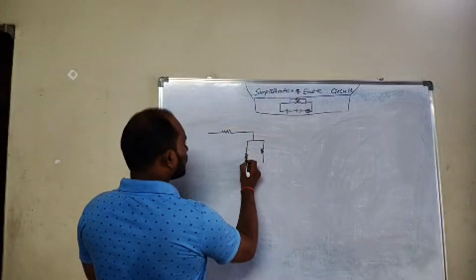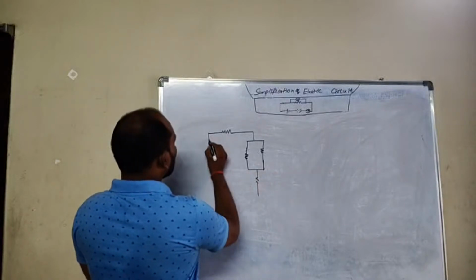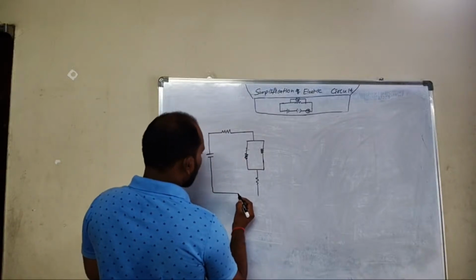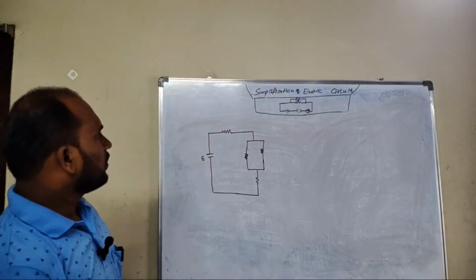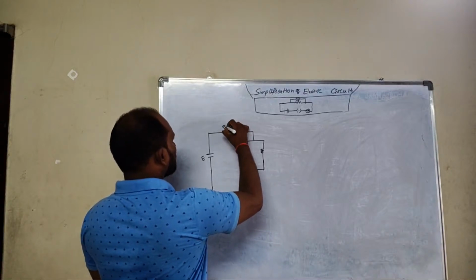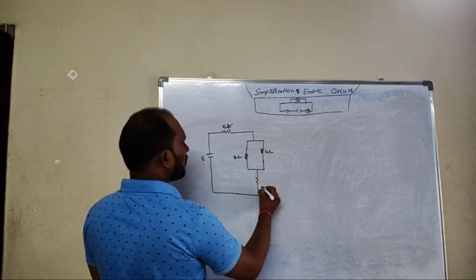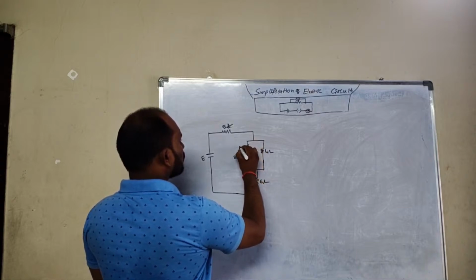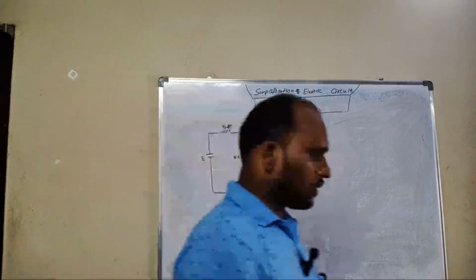So I am taking two resistors connected with a resistor. I am taking a battery. I don't know the battery value, that is E. And this resistor is let us say 5 ohm. This is a 2 ohm resistor. This is a 4 ohm resistor. And this is a 6 ohm resistor. And the current drawn is 2 ampere. So this is the circuit given.